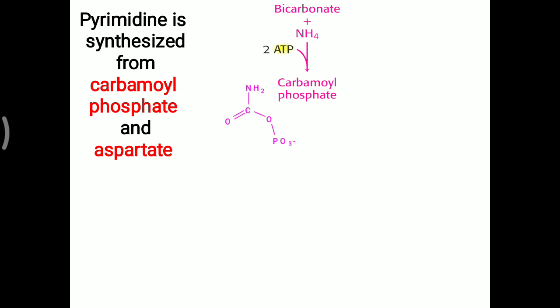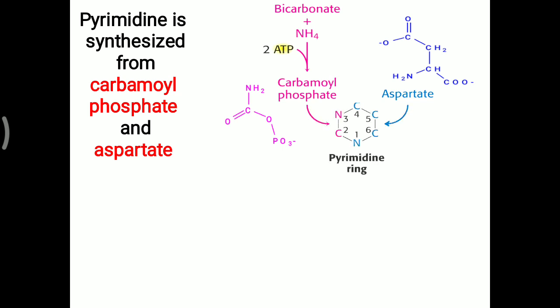It is synthesized with the help of carbamyl phosphate plus aspartate, which is one of the amino acids. Now, bicarbonate plus ammonia molecule combine and make a carbamyl phosphate. Here 2 ATP are utilized. Here a structure of carbamyl phosphate is shown. Further, it attaches with the aspartate, that is aspartic acid, whose structure is here. These two will combine and make a pyrimidine ring. In this pyrimidine ring, 2 nitrogens are at positions 1 and 3. The rest of them are carbon.